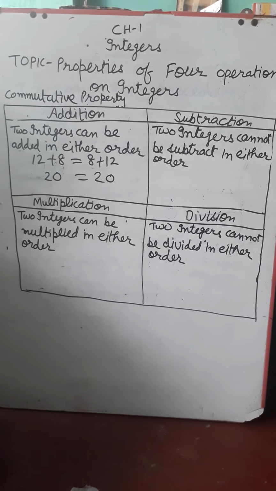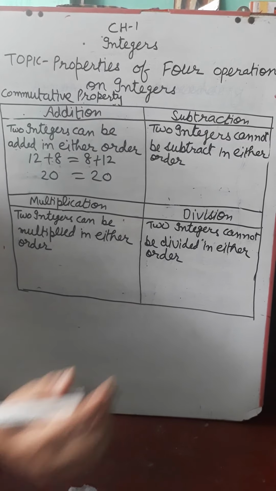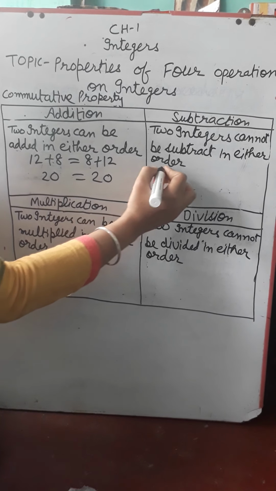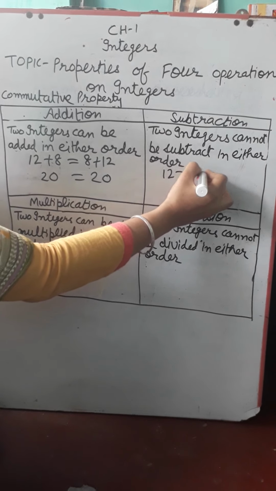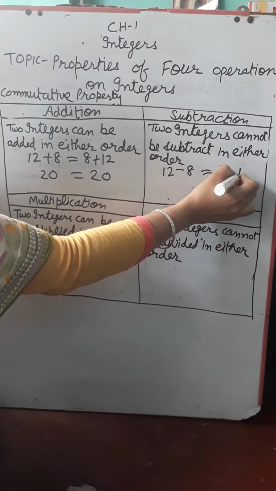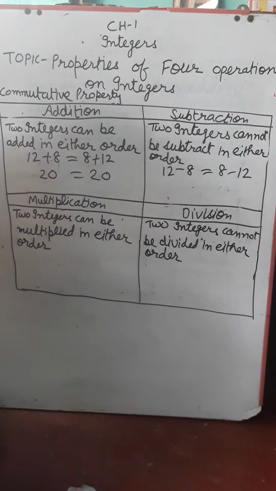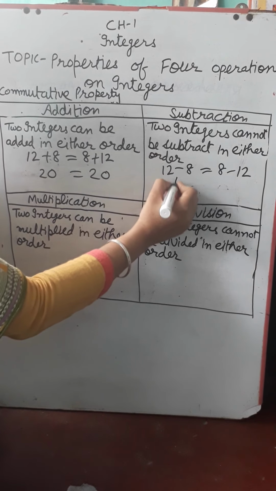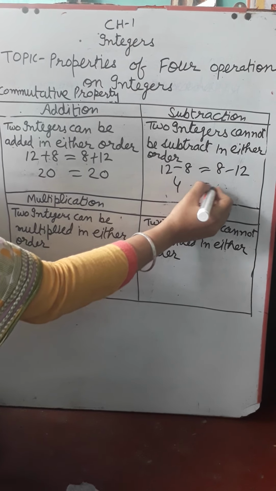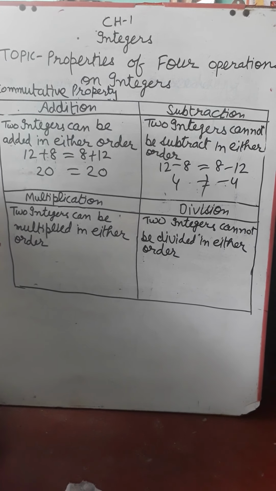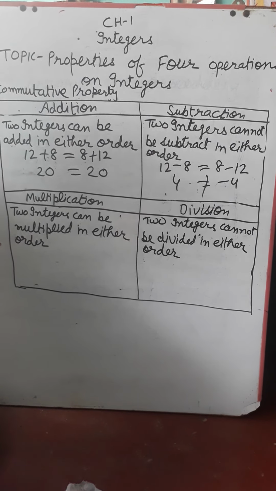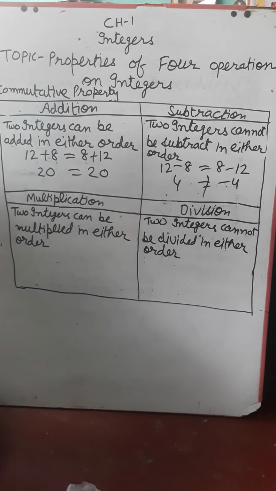Two integers can't be subtracted in either order. I will take the same example. 12 minus 8 or 8 minus 12. 12 minus 8 is 4 and 8 minus 12 is minus 4. 4 is not equal to minus 4. So two integers can't be subtracted in either order.